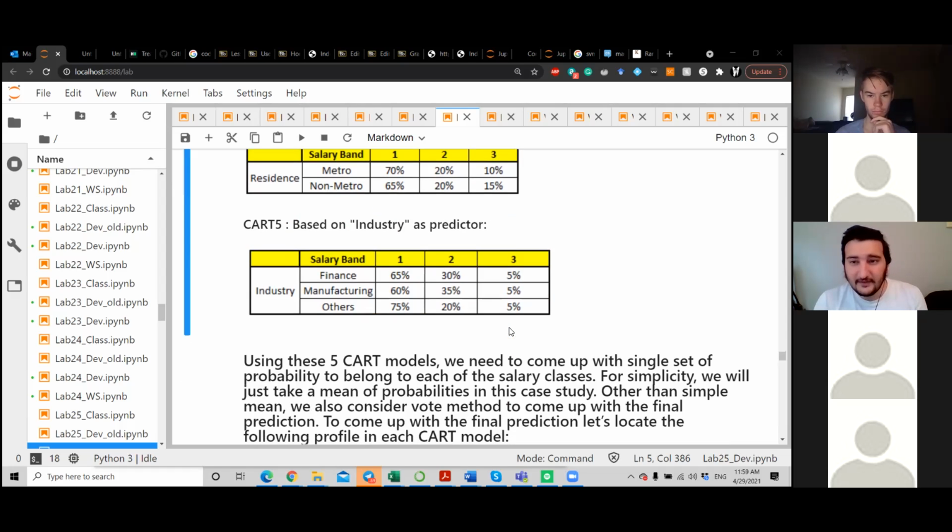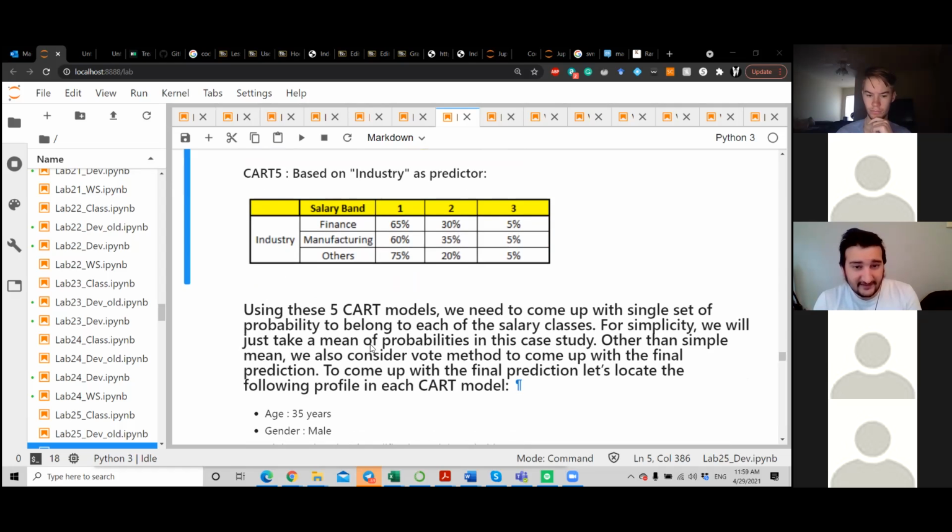Okay. Using these 5 CART models, we need to come up with a single set of probabilities of belonging to each of the salary classes. For simplicity, we will just take a mean of probabilities in this case. Other than the sample mean, we can also consider the vote method to come up with the final prediction. I will talk about it in a moment.